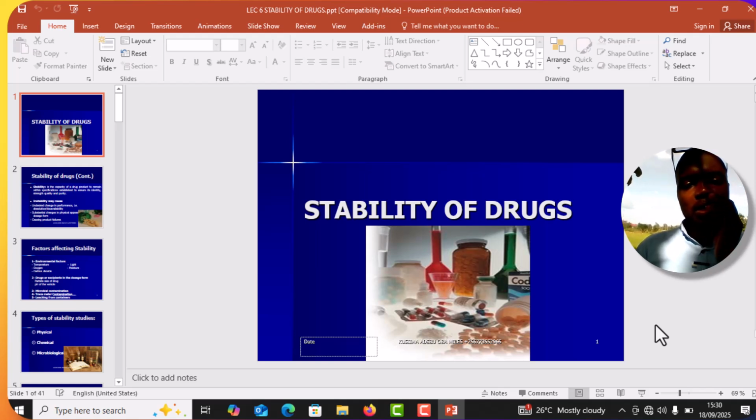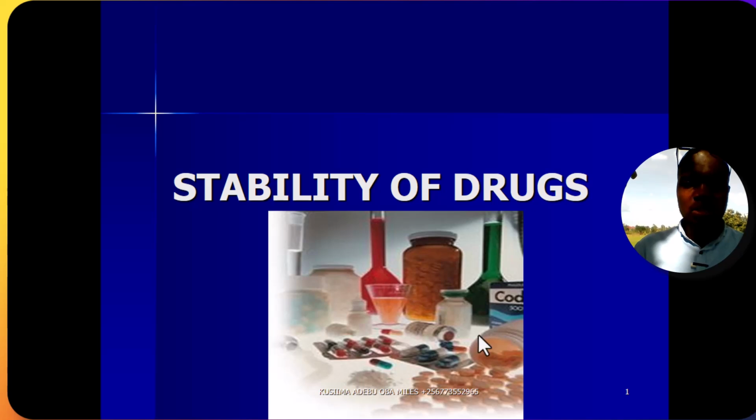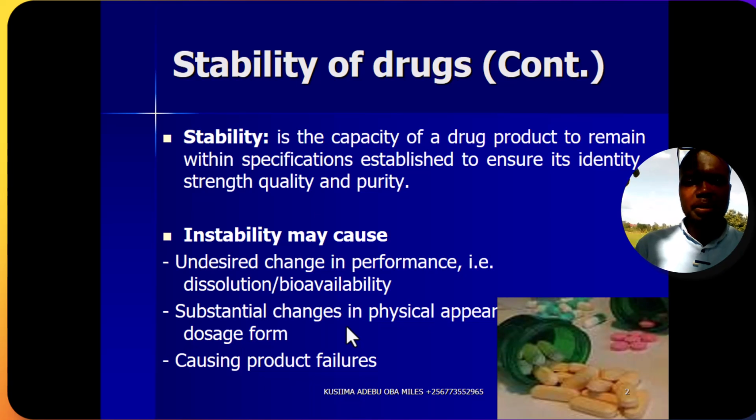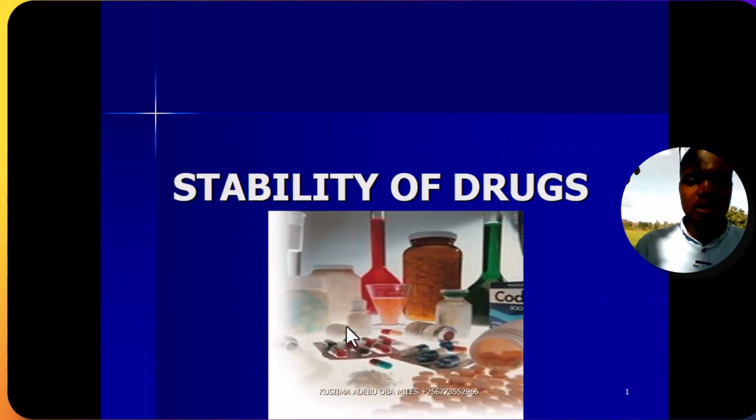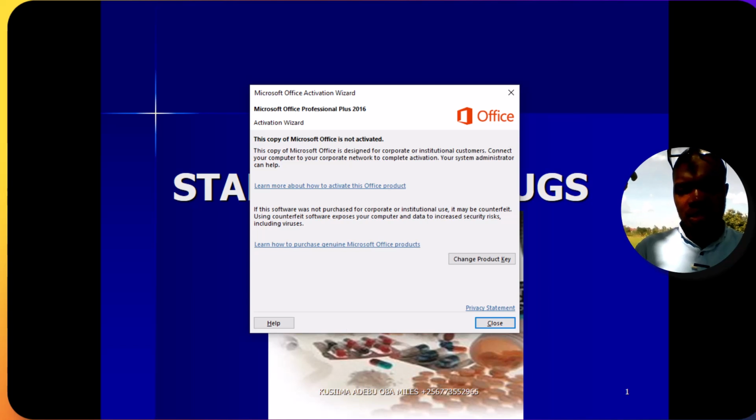So moving forward, let's look at the stability of drugs, common instabilities, and what causes such instabilities that are encountered in various dosage forms. In case a question comes, for example, at your pub, they ask you to discuss broadly common stability tests or instabilities encountered in various dosage forms, you should be able to state them and even have something to write about them. Stability of drugs is our next topic.